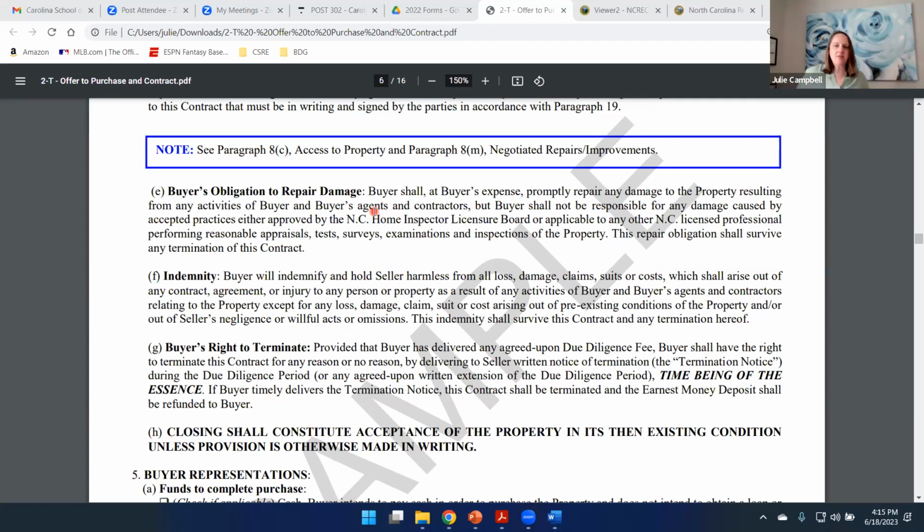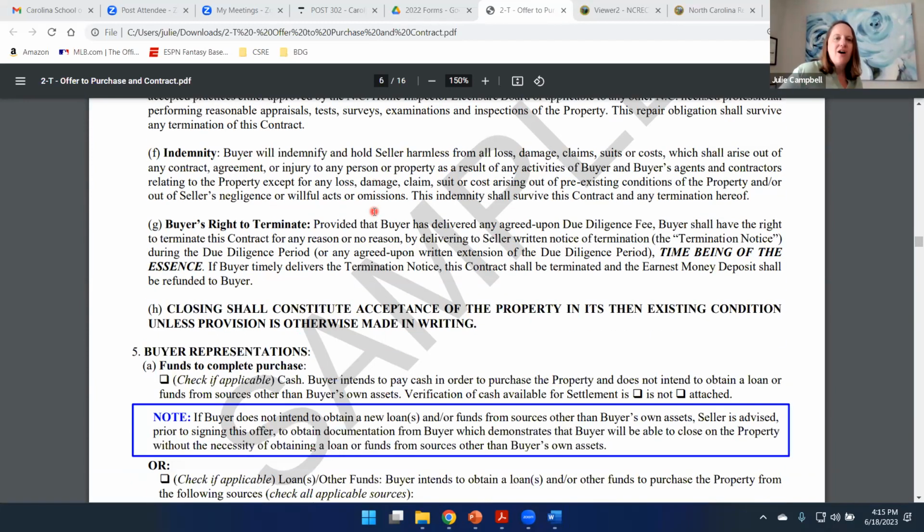This paragraph on indemnity, the legalese of contracts can sometimes get a little confusing. What this paragraph is saying, if the buyer's indemnifying the seller, then the buyer's holding the seller harmless from all loss, damage, claims, suits, or costs.